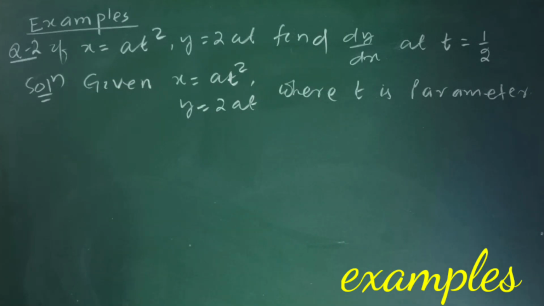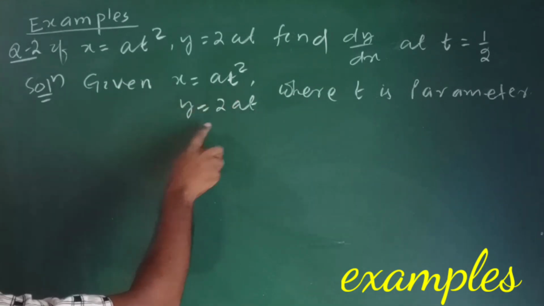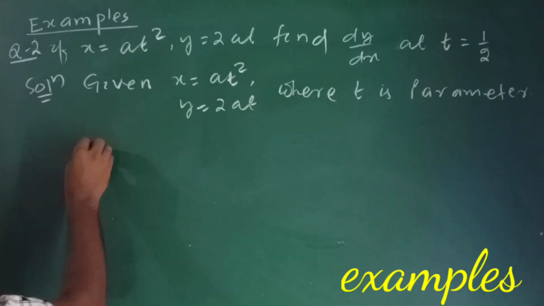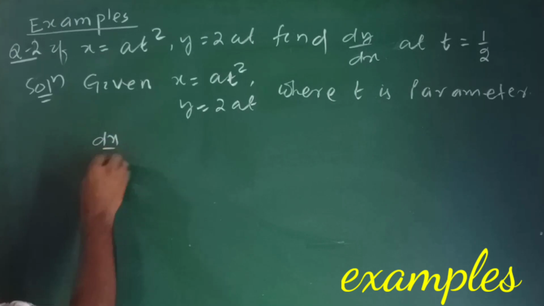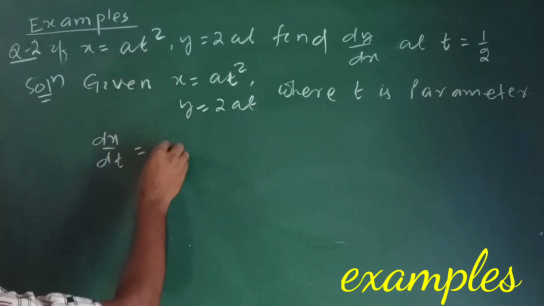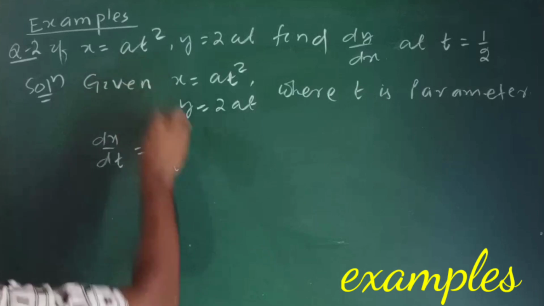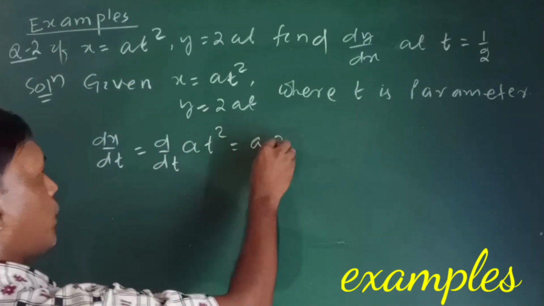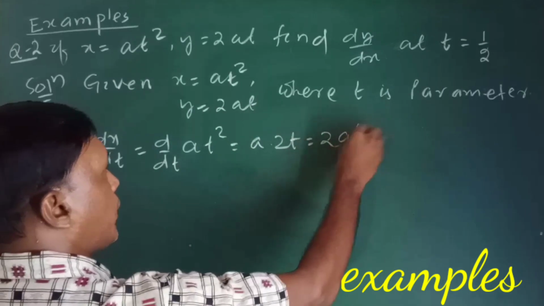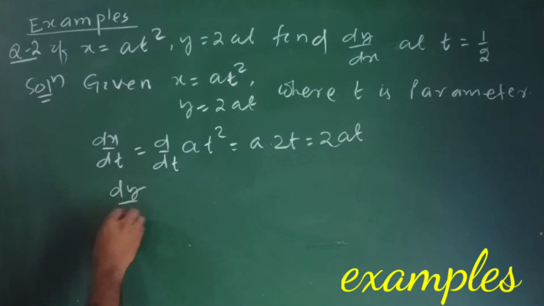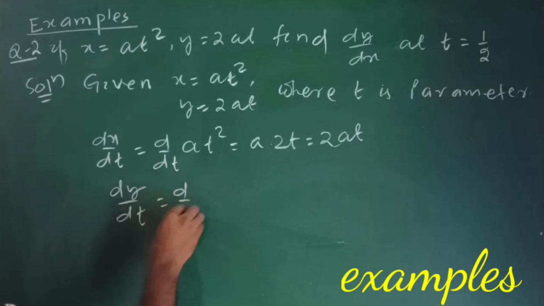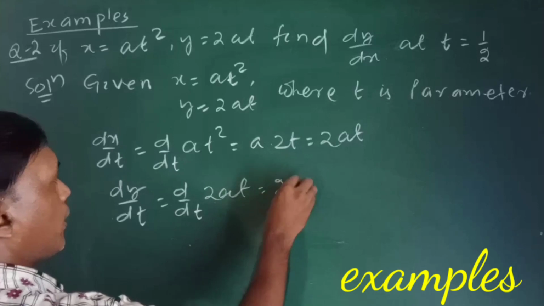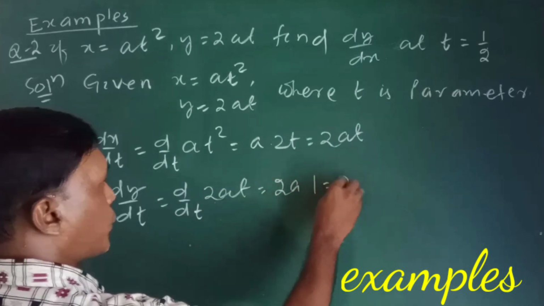Given x is equal to a t square, y is equal to 2at, where t is the parameter. Now we have to find dy by dx. First find dx by dt. As x is a function of t, this is d by dt of x, which is a t square. A is a constant and the derivative of t square is 2t. That means this is 2at. Now to find dy by dt, this is d by dt of y, which is 2at. The derivative of t is 1, and this is 2a.